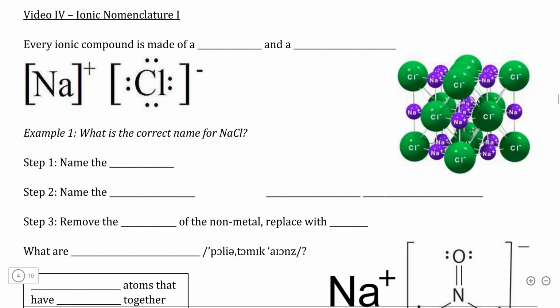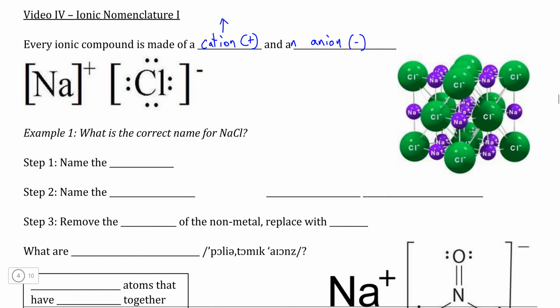Over the next two videos, we're going to be learning the naming system that is used for ionic compounds. The first thing that we'll need to do is identify whether the compound that we're naming is indeed ionic, and the way to do this is simply to see whether the compound is made up of a cation, which is a positively charged ion, and an anion, which is a negatively charged ion, and we can see from the Lewis structure that NaCl clearly fits that description.